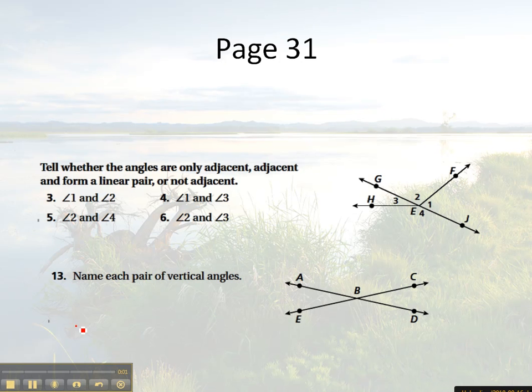Okay, on this one, this is page 31, numbers 3 through 6 and number 13. They're getting into angle pairs. So there's a couple of vocabulary words here. One is adjacent and one is linear pair.